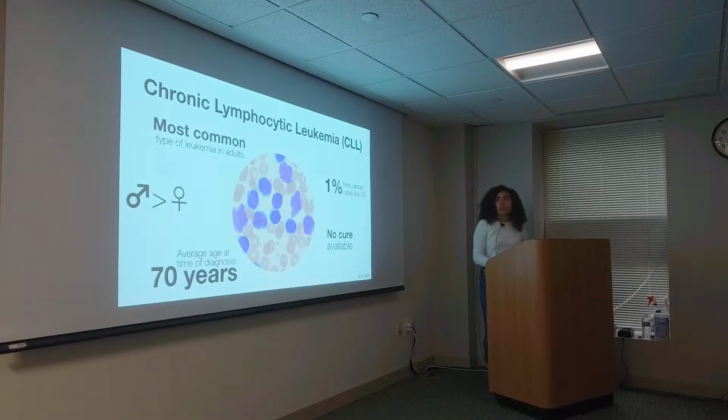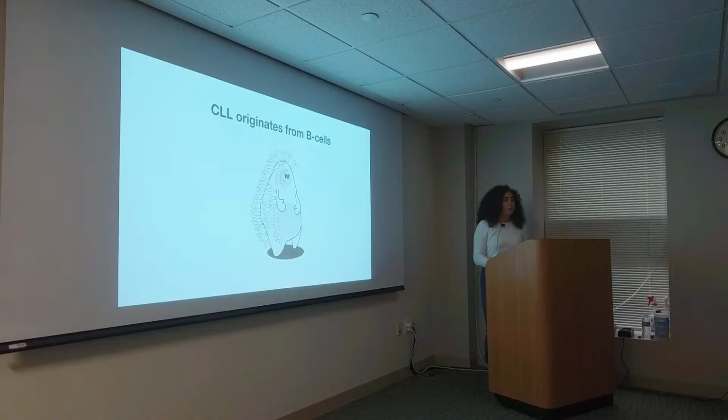Now, zooming in a little bit more into CLL. CLL originates from an immune cell that's called the B cell. This B cell has different functions throughout our life. A normal B cell has the capacity of producing antibodies, of presenting antigen to other immune cells, and also this cell is very important in immune memory.